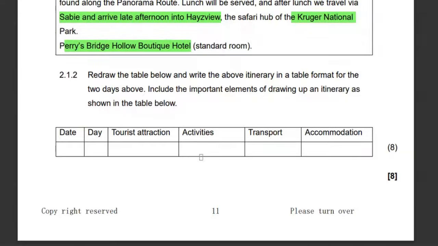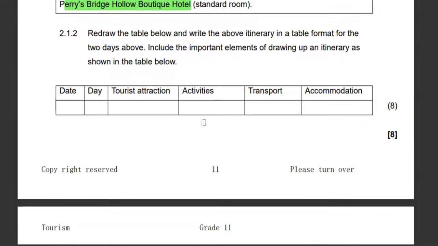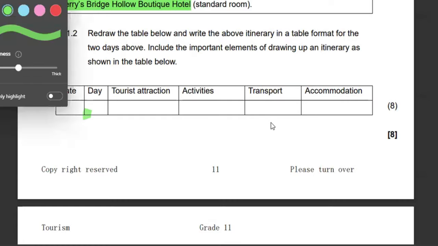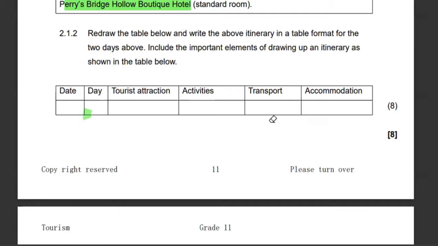So redraw the table below and write the above itinerary in a table format for the 2 days above. So include the important elements when drawing up an itinerary as shown in the table below. So we will start by redrawing this particular table. We start by redrawing the table.